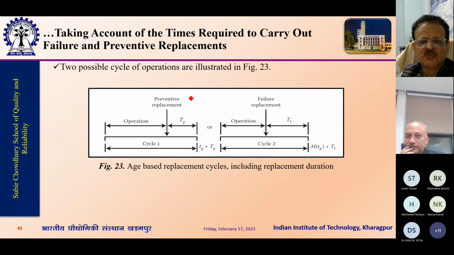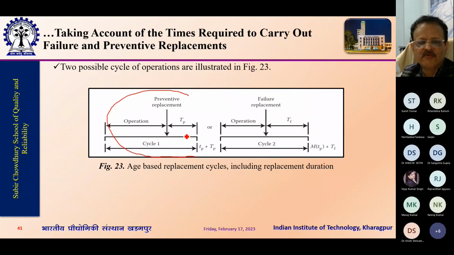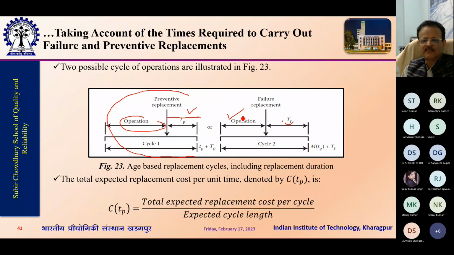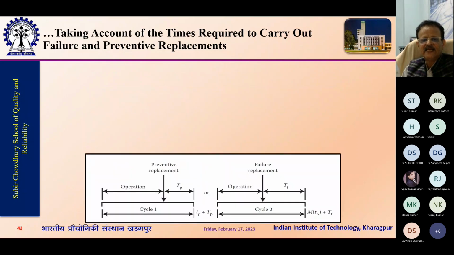Now, this is the good cycle where preventive replacement is occurring and there was no failure in this cycle, and the time to effect this preventive replacement is TP. In this cycle, incidentally, failure occurs on or before the preventive replacement age, and we had to replace it here, and there was a time loss of TF time units. So the cycle's figure also changes. And now based on these figures, one can select the same equation: total expected replacement cost per cycle over expected cycle length.